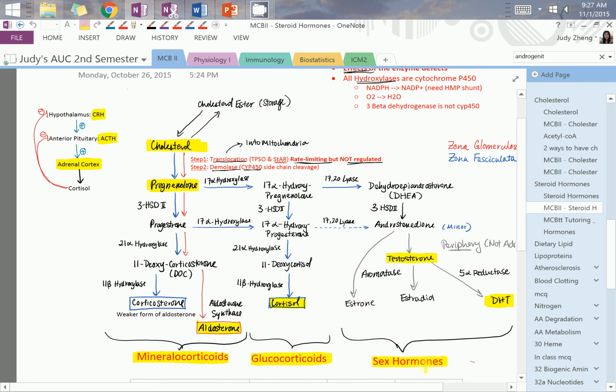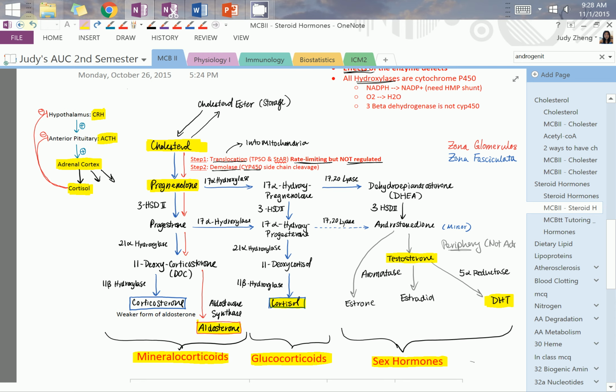But out of all three sets of products, only cortisol acts as a negative feedback, shown here in red. So these are the negative feedback. Only cortisol acts as a negative feedback to the hypothalamus and the anterior pituitary to tell them, we have enough products, we don't need to signal to make more.